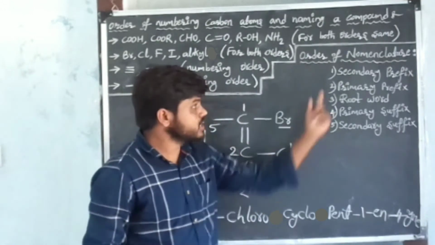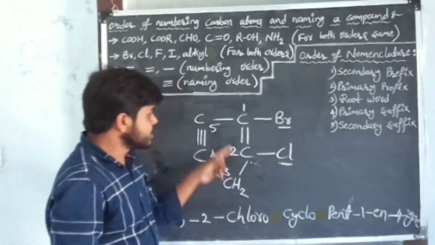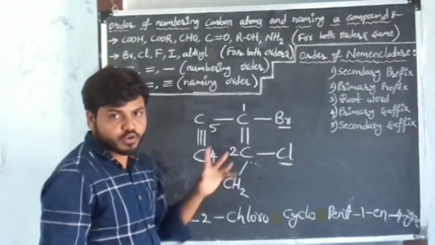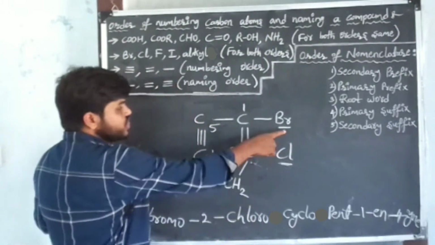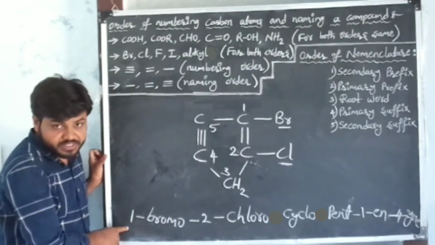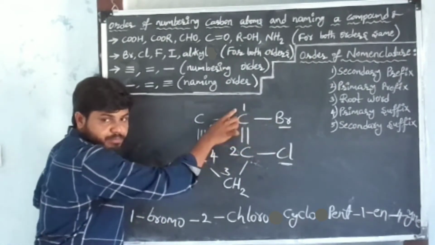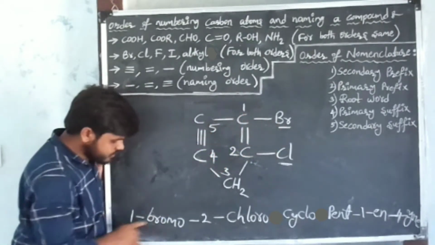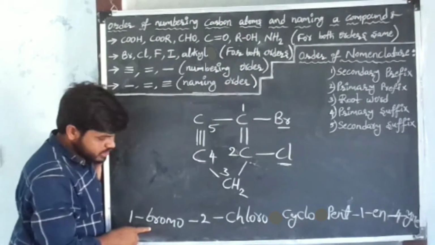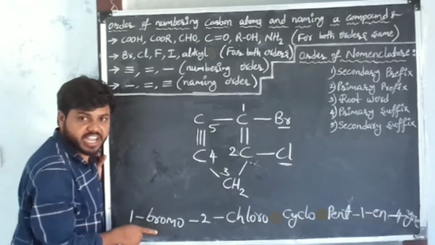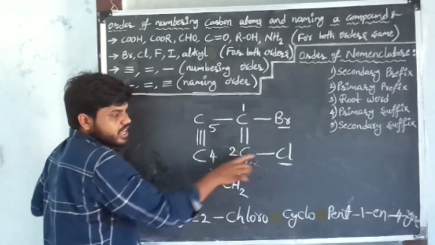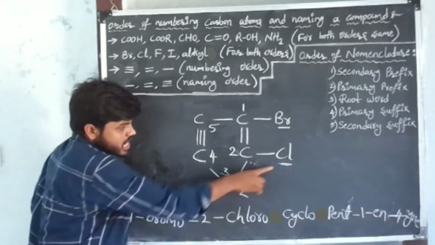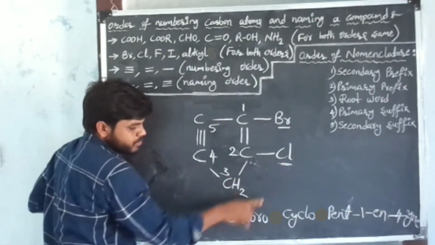After giving numbers, write the secondary prefixes. Here the secondary prefixes are bromine and chlorine. First we write the bromine prefix, then the chlorine prefix. The position of bromine is 1. Before writing the prefix, write the position. The position of bromine is 1, and the prefix of bromine is bromo. I have written the bromine position and prefix. Then take chlorine. The chlorine position is 2, and the chlorine prefix is chloro. I have written the position and the chloro prefix.